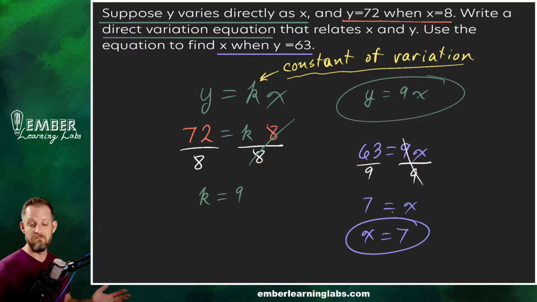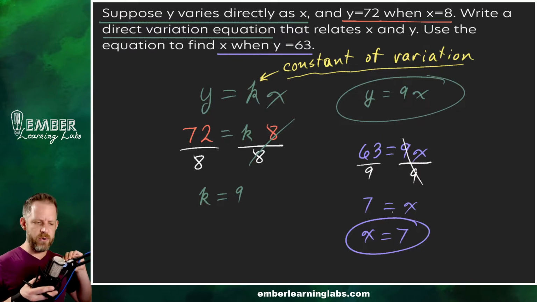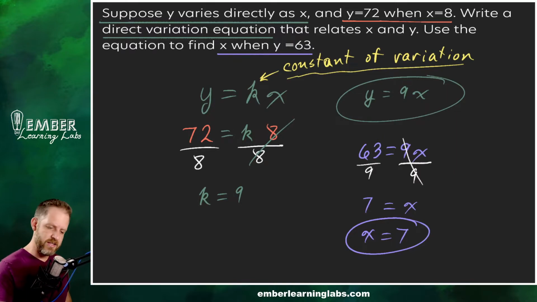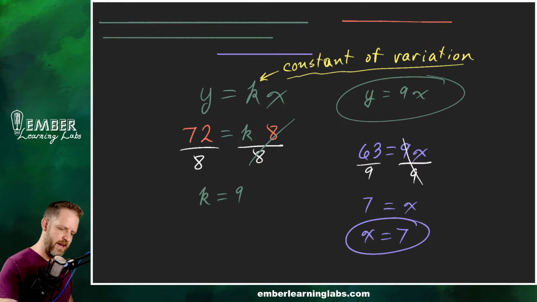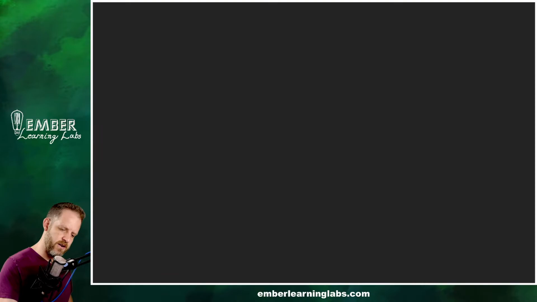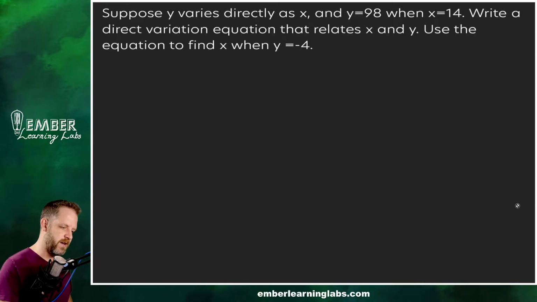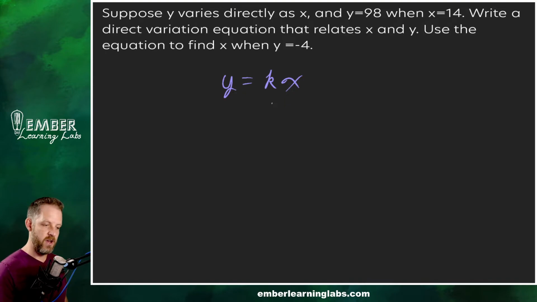That's easy peasy. So let's walk through that one more time, to make sure that we get that, because these steps are always the same on these direct variation problems. So here's another problem. Same idea, different numbers. Suppose y varies directly as x. There's our starting place. And y equals 98 when x equals 14.